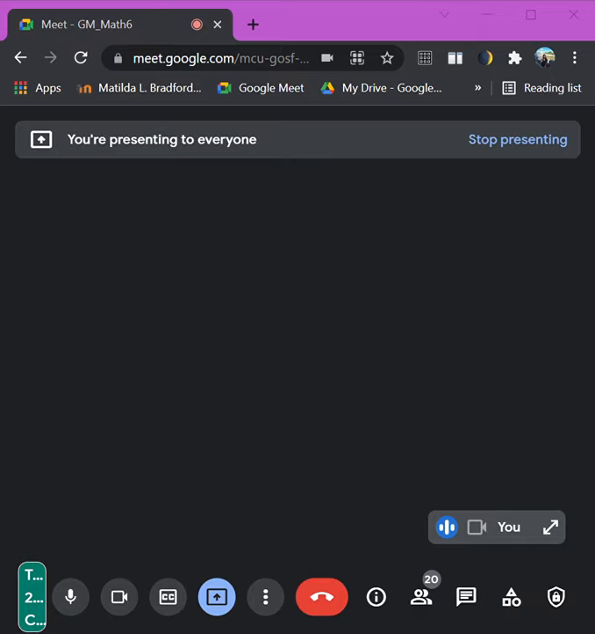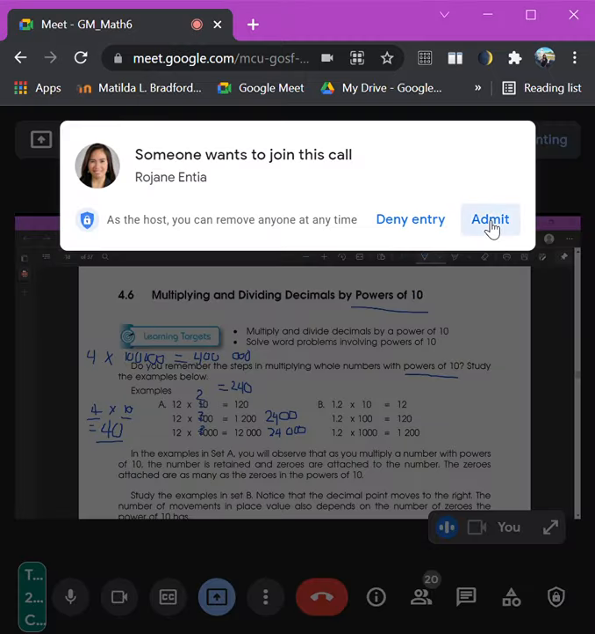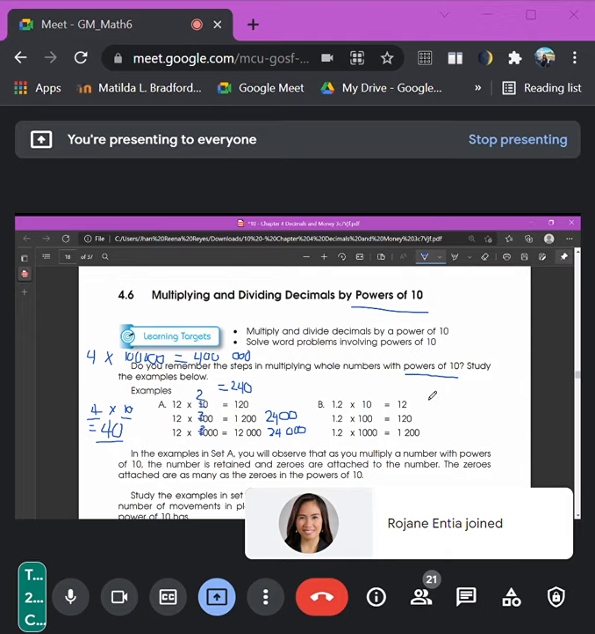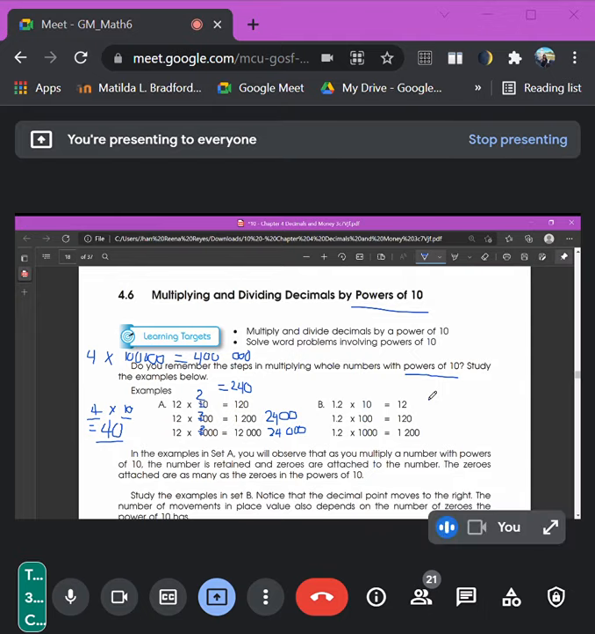But our prerequisite is your knowledge from when you were in grade 5, grade 4, grade 3. I hope you remember your discussions with your teachers. Now we're going to move on to our topic, which is multiplying decimals by powers of 10.